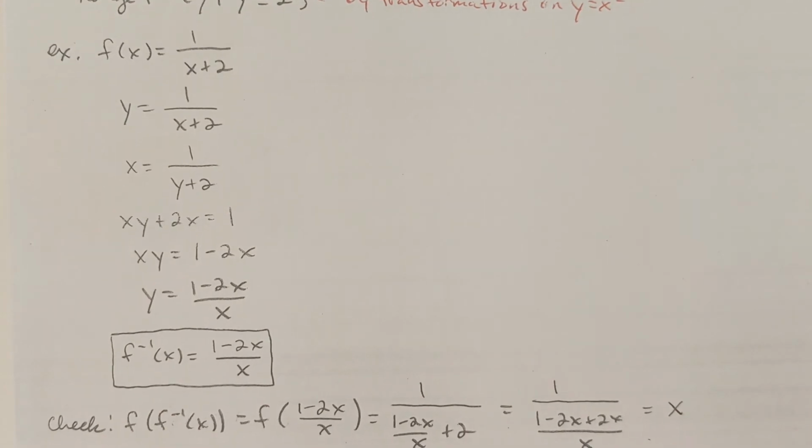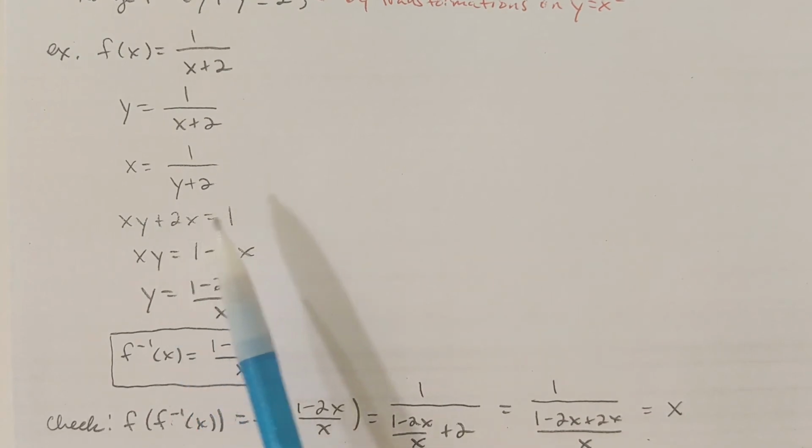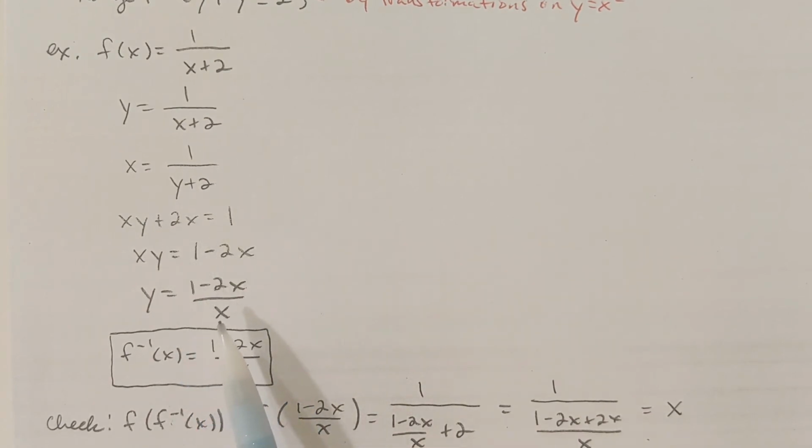For example, suppose that f of x is equal to 1 over x plus 2. Well, let's call that y. Y is equal to 1 over x plus 2. X is equal to 1 over y plus 2. So let me multiply both sides by y plus 2. X times y plus 2 times x equals 1. And I'm solving this for y. So let's subtract 2x and then divide by x. Y is equal to 1 minus 2x all over x. Don't have any plus minus going on. So I can say f inverse of x equals 1 minus 2x all over x. There's no harm with that.